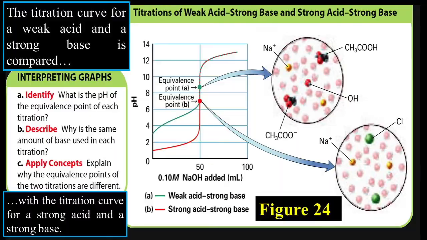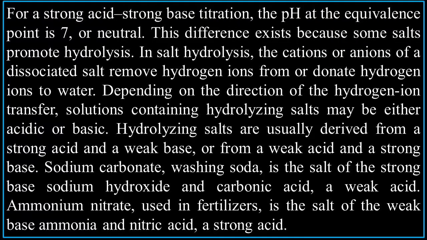It's not that bad. For a strong acid, strong base titration, the pH at the equivalence point is 7 or neutral. The difference exists because some salts promote hydrolysis. In salt hydrolysis, the cations or anions of a dissociated salt remove hydrogen ions from or donate hydrogen ions to water. Depending on the direction of the hydrogen ion transfer, solutions containing hydrolyzing salts may either be acidic or basic.